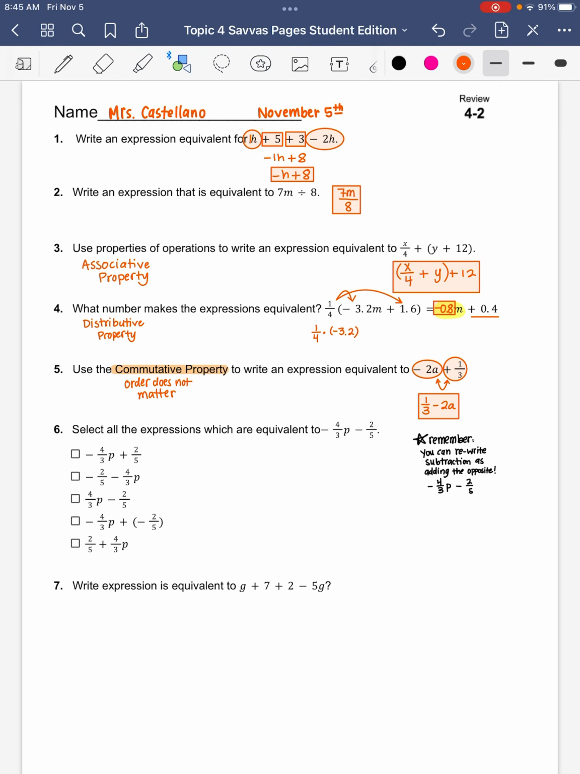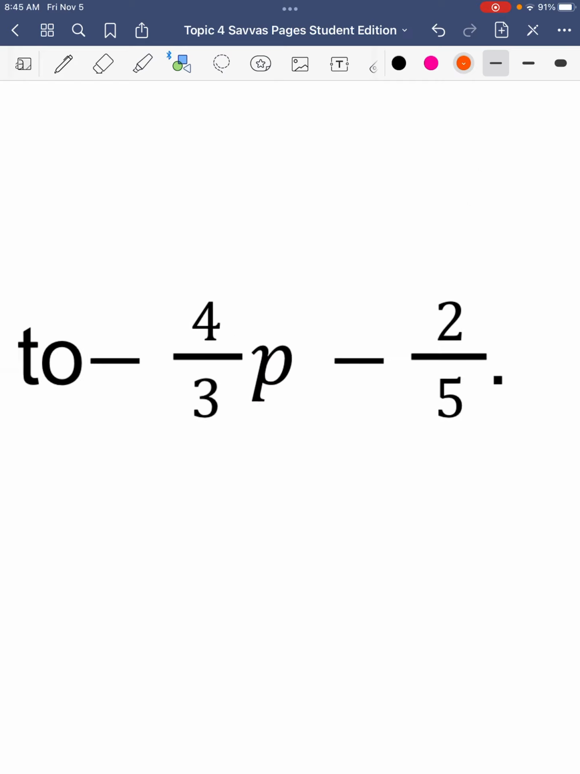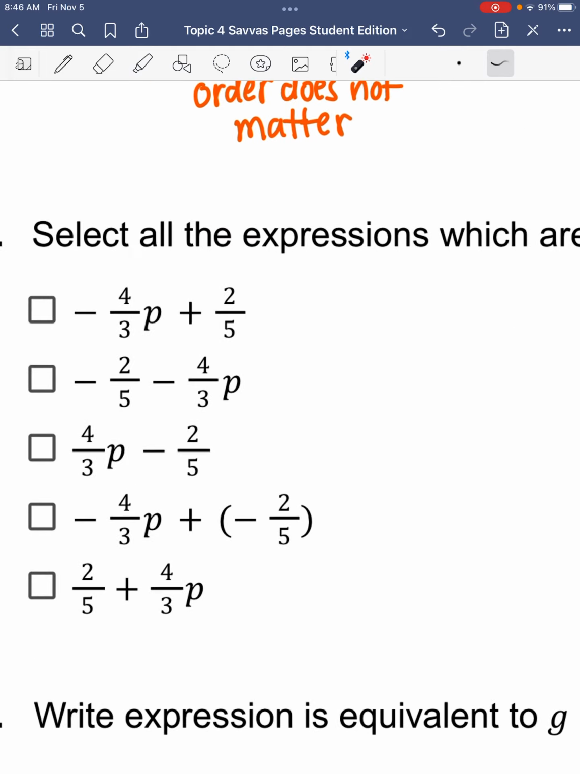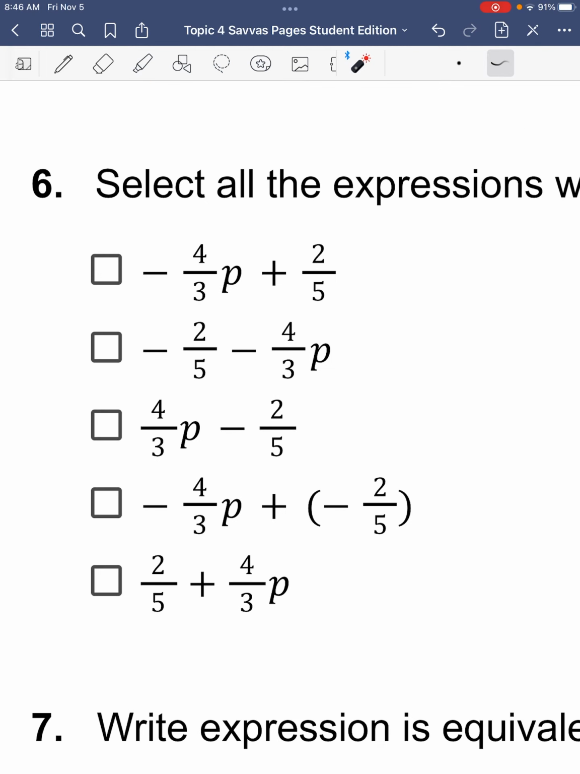Okay, number 6. Select all of the expressions which are equivalent to negative 4/3 p minus 2/5. So I do want to zoom in on that. I want you to notice that both of these terms are negative, and I know that because of these signs right here. So I'm going to look at my answer choices, and I want to make sure I can eliminate anything that doesn't have them both negative.